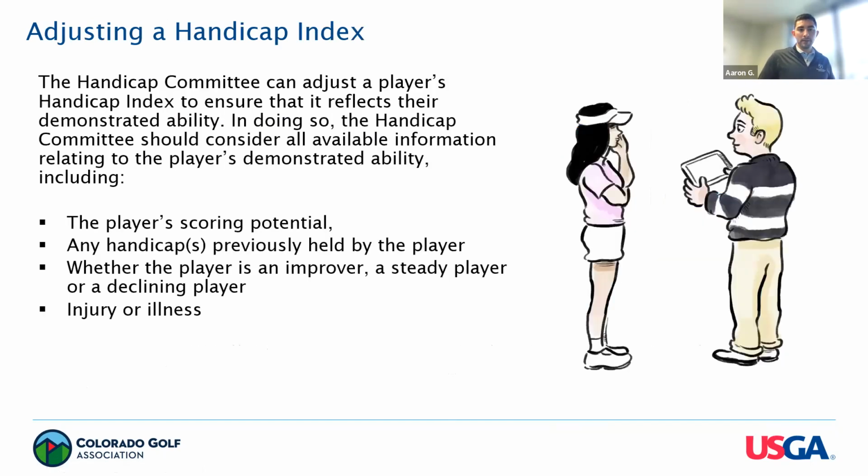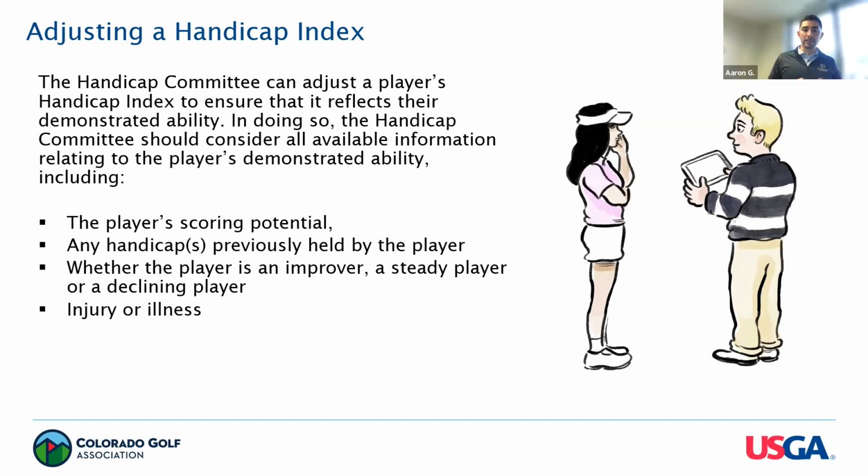Okay. Adjusting a handicap index. So the committee should always be keeping an eye on their players' handicap indexes and their demonstrated abilities. If somebody has an injury or they're playing a whole lot better, they've gotten lessons over the wintertime and they've gotten a whole lot better, things like that. So they should always keep an eye on situations like that.